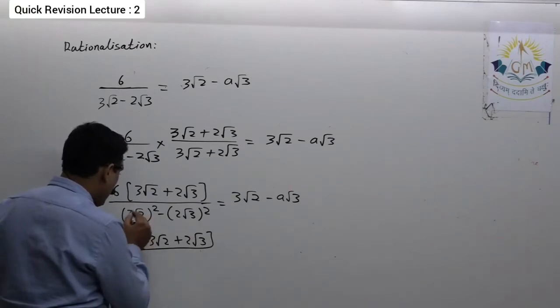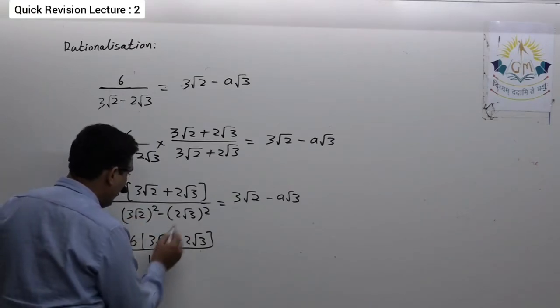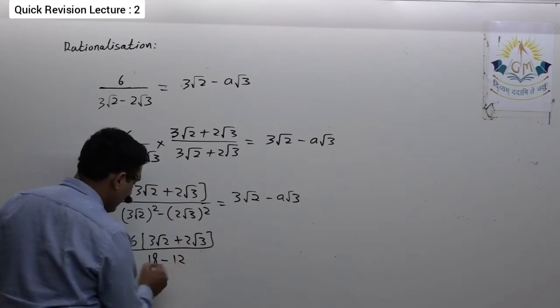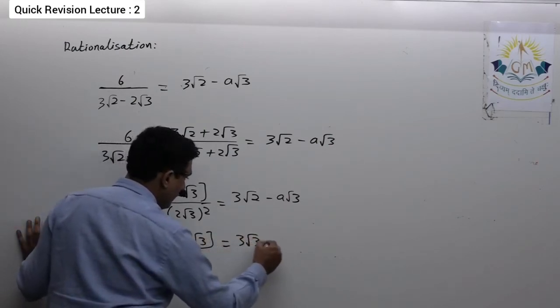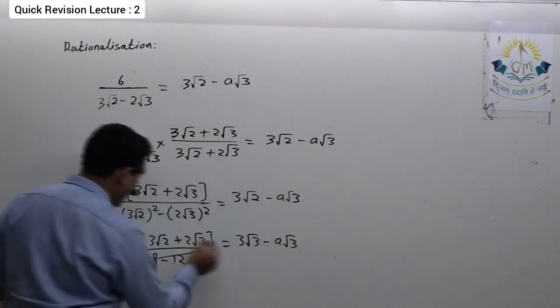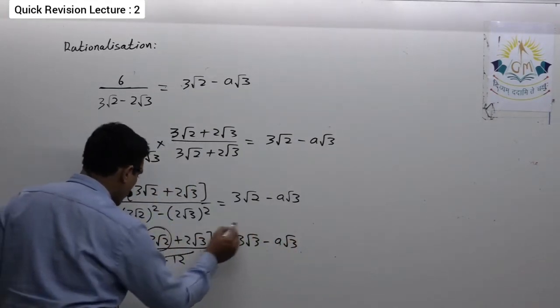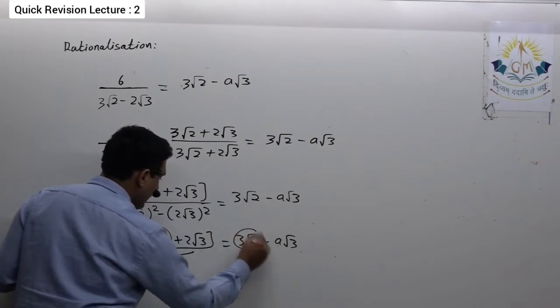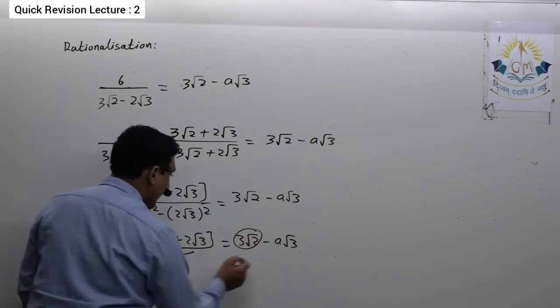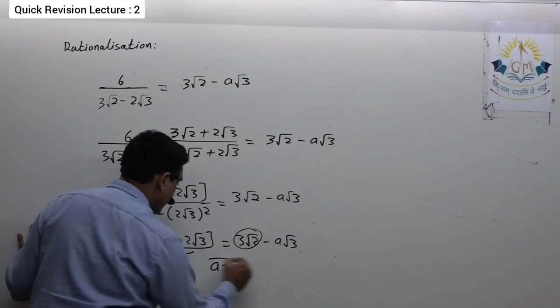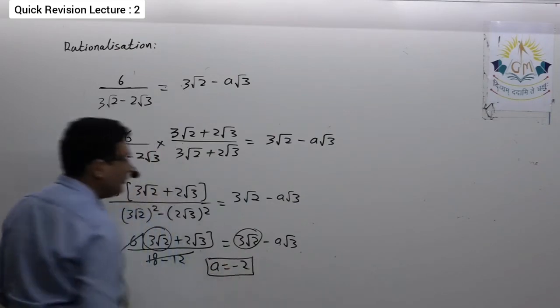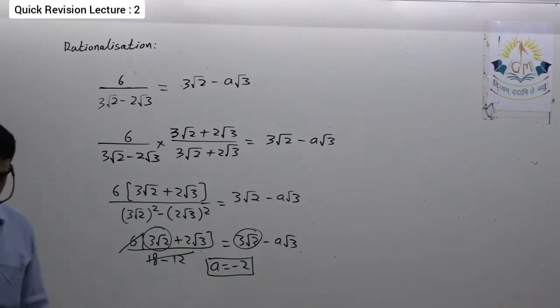So here it will be 9 into 2, that is 18, minus 4 into 3, that is 12. Yes, 18 minus 12 is 6, and 6 will cancel out. So now if I compare the left hand side and right hand side, see here it is 3 root 2, here it is 3 root 2, here it is 2 root 3, here it is minus a root 3. So simply I can say a equal to minus 2. So in this way they ask the question. So note it down, then we'll see the next question.